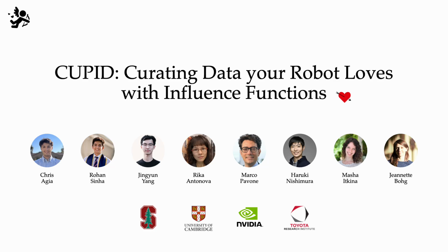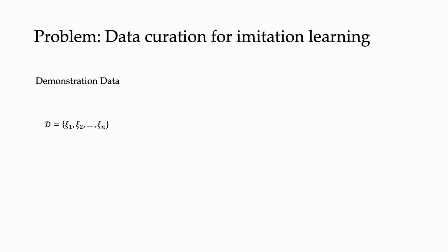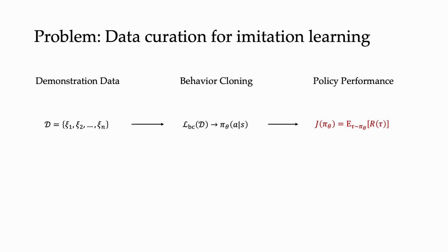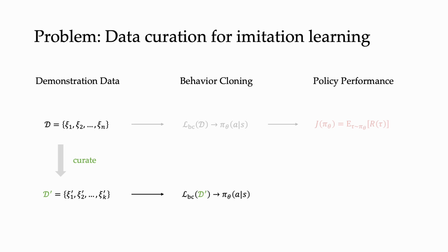We present CUPID, Curating Data Your Robot Loves with Influence Functions. Consider the imitation learning setting, where a behavior cloning policy is trained on a diverse dataset of demonstrations to solve a task. When the policy is evaluated on the robot, however, it performs worse than expected. You might think that curating your dataset and training on only the best demonstrations will result in a better policy.